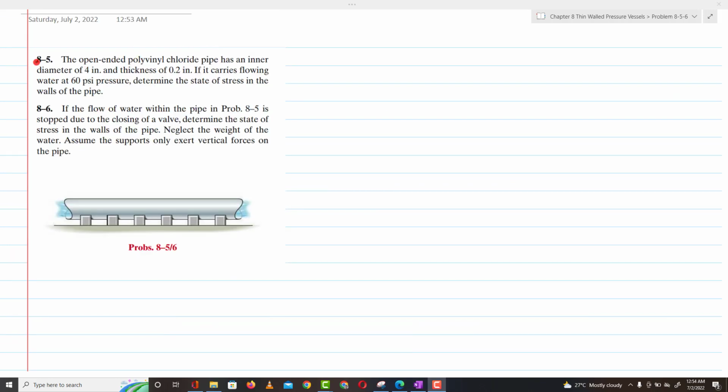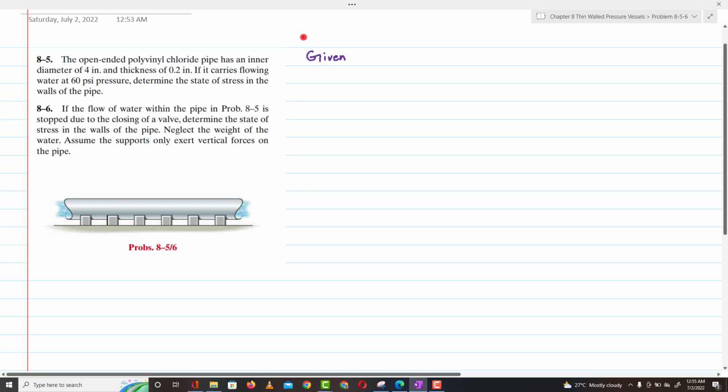Welcome back. Problem 8-5. The statement is that open-ended polyvinyl chloride pipe has an inner diameter of 4 inch and thickness of 0.2 inch. If it carries flowing water at 60 psi pressure, determine the state of stress in the wall of pipe. So you can see this is a polyvinyl chloride pipe that is open at both ends, clear, and the rest of the given data I will write it over here. This is for problem 8-5, clear.